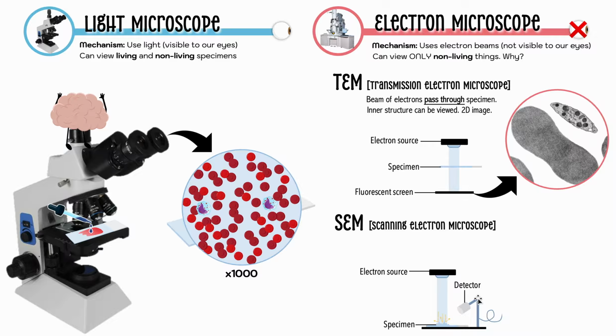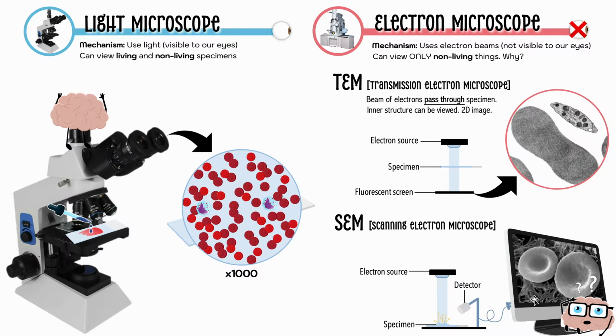And then a computer will generate the image using that data. And that image of an SEM is three-dimensional. Take a look, it's much different. This is a red blood cell in 2 dimensions. This is a red blood cell in 3 dimensions.